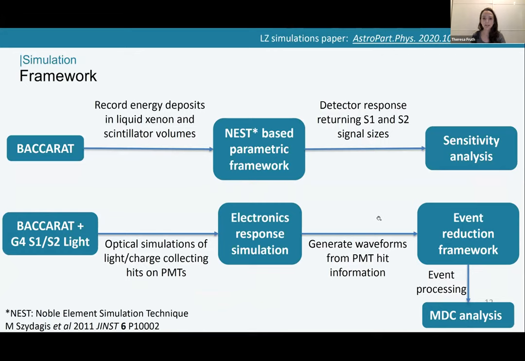And to estimate our sensitivity to various physics, and especially our WIMP search, we use our simulation framework. So just a brief overview here. We have our Geant4 simulation framework, which has all our geometry and materials inside, and that's called BACCARAT. Then we have energy deposits, which we convert via the NEST noble element simulation technique to a detector response in S1 and S2 signal sizes, which then goes into our sensitivity analysis. We do have a secondary simulation chain, which really helps to look at specific events, specific populations. Here we have optical simulations and electronics response simulation generating real waveforms, which then can just be fed into our normal event reduction framework, which is really useful.